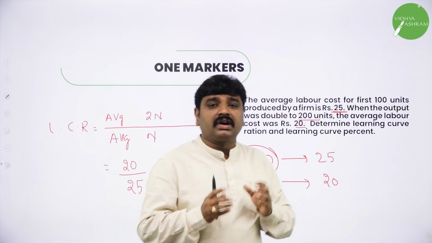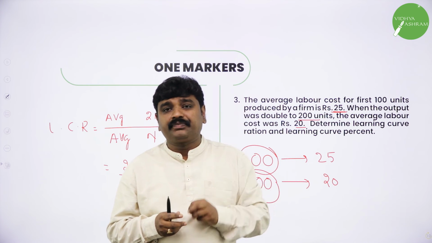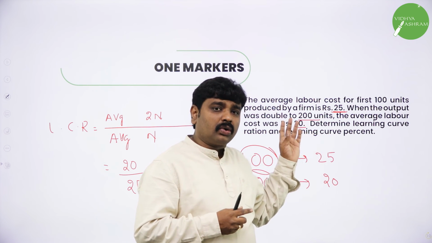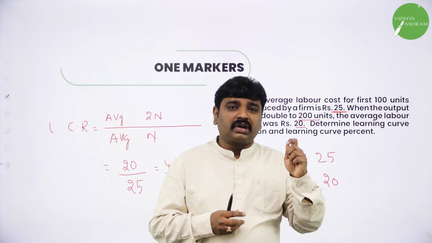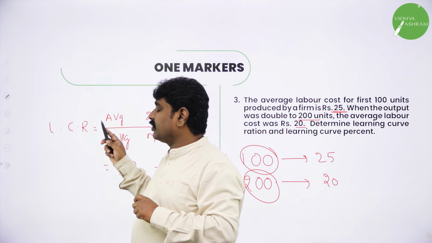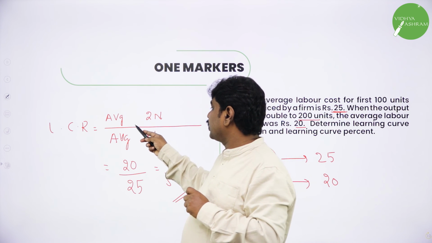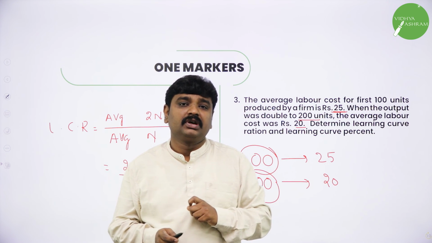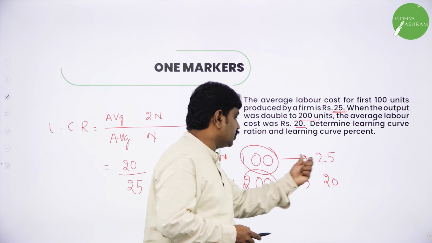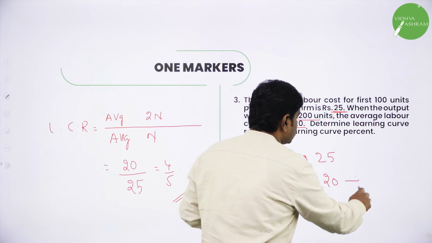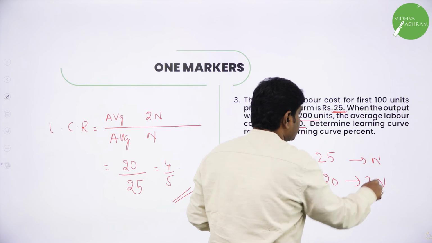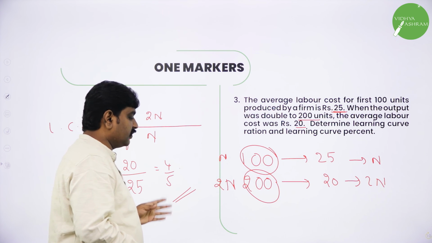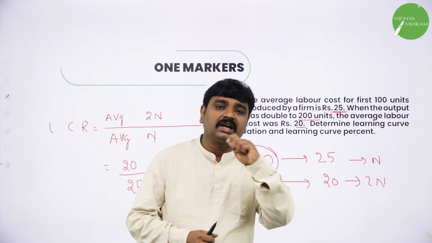So, in today's class I taught you how to find the index of learning. B is equal to log of learning effect divided by log 2. Then I taught you how to calculate average labor cost and how to calculate LCR. What is LCR? Learning curve ratio. It is the ratio of the average labor cost for 2n units produced to the average labor cost of n units produced. So, for 200 units 20 rupees, for 100 units 25 rupees. This is the 2n units cost and this is the n units cost. Always in the numerator you should take the 2n units cost and in the denominator the n units cost. Then if you divide, you will get the ratio, that is the learning curve ratio.